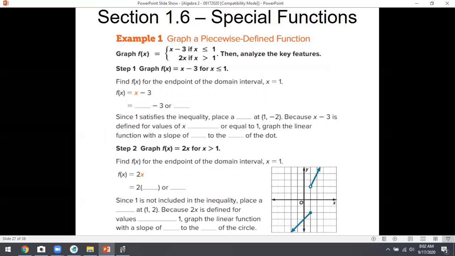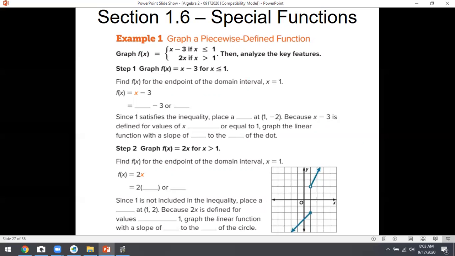Here's a good example of a piecewise function. So example number 1, they say f of x is this. They got the brackets. That means it's piecewise. And up top here is your first equation, your first piece. It's going to look like a graph of x minus 3, but you're only going to draw it where x is less than or equal to 1. As a separate piece, you got f of x is 2x. So it's going to look like a graph of 2x when x is more than 1.